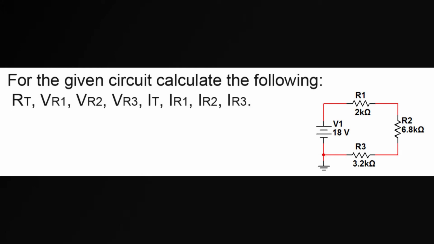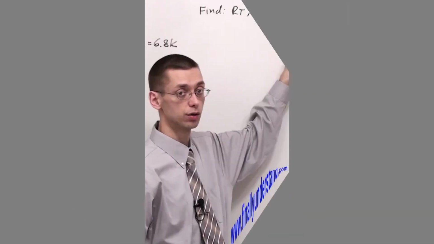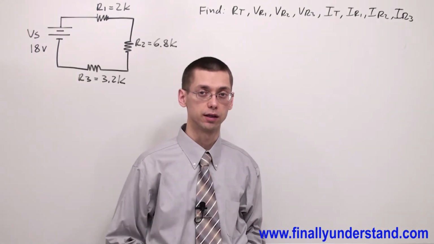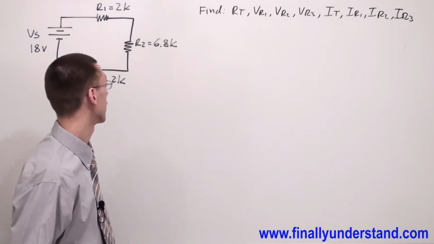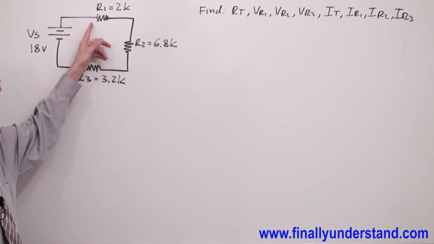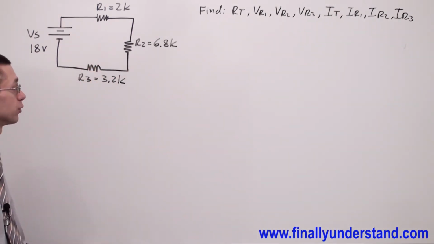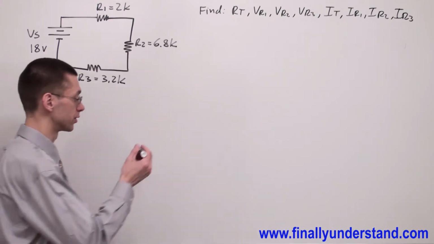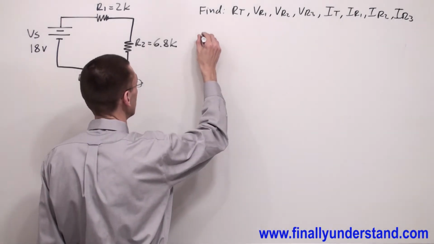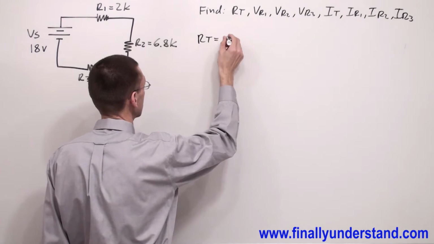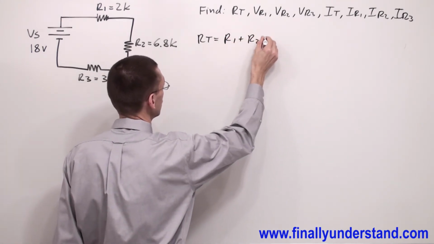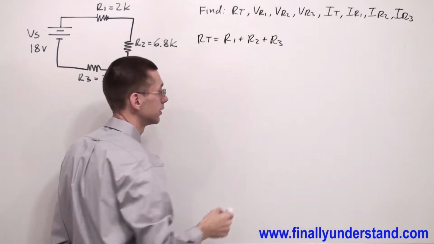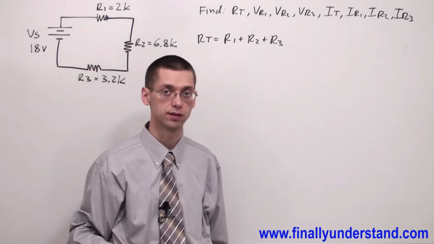In this example, we're supposed to find total resistance, voltage across each resistor, and current in each resistor, and also I total. Anytime you have a problem where all values of resistors are given, we're supposed to find total resistance first. Remember, the formula for total resistance of the series circuit says R1 plus R2 plus R3. This is nothing else than the sum of all resistances in the circuit.